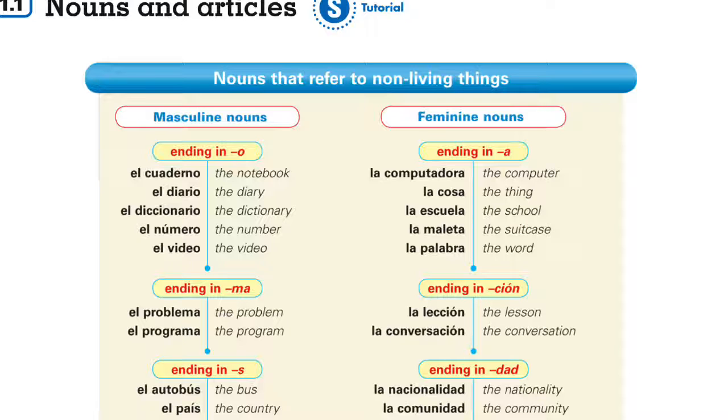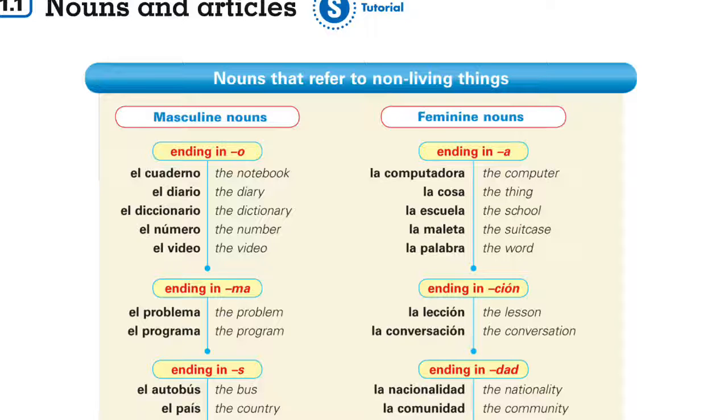Let's look at the feminine nouns. La computadora, the computer. La cosa, the thing. La escuela, the school. La maleta, the suitcase. La palabra, the word. Okay, words that end in CIÓN. La lección. La conversación. These are also feminine.